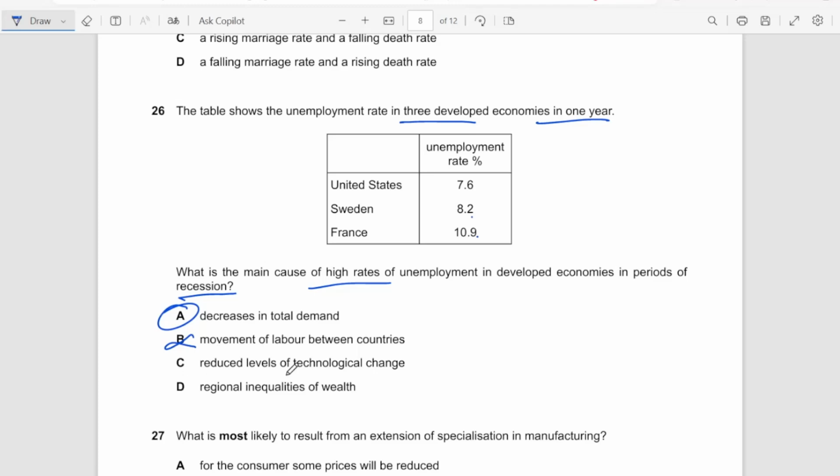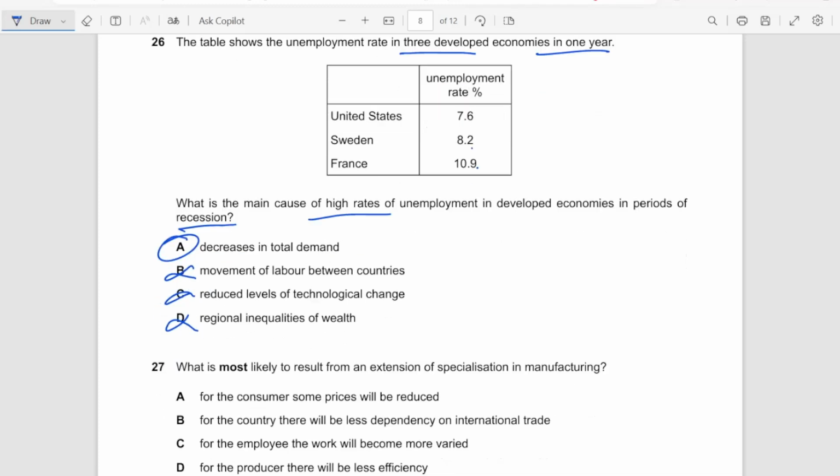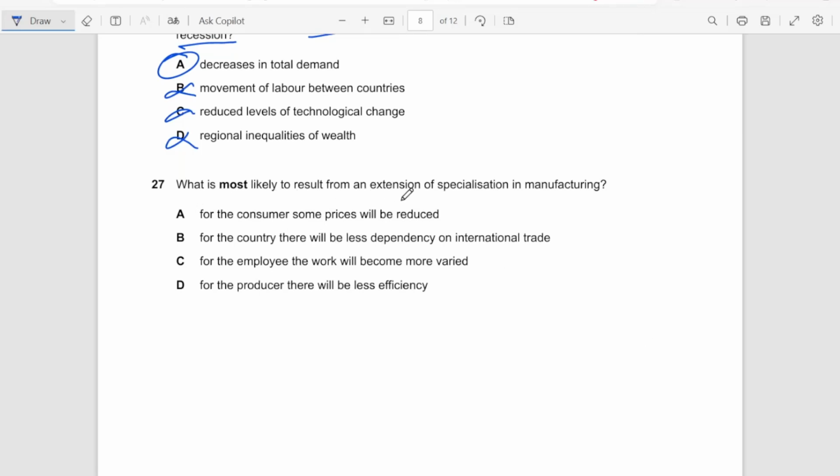This is wrong, this is wrong, and this is wrong. Okay. What is most likely to result from an extension of a specialization in manufacturing? When there's a specialization, the average cost of production would go down, right? And for the consumers, some prices will be reduced. Yes, because the cost of production has gone down due to specialization.